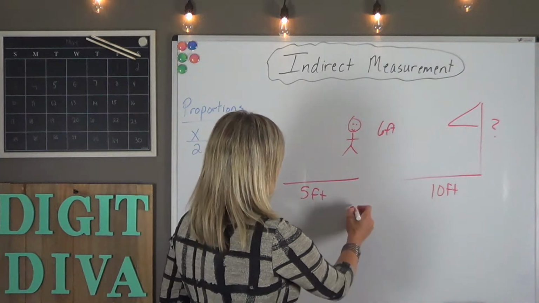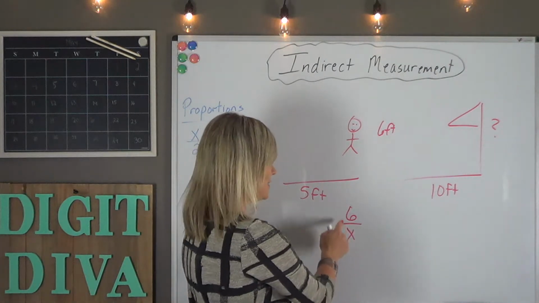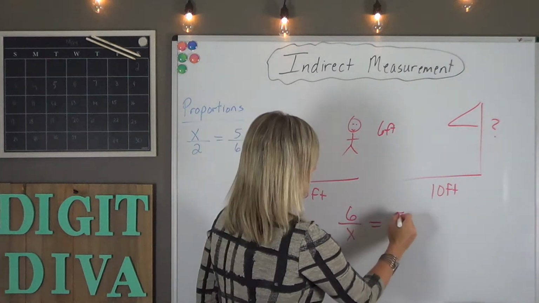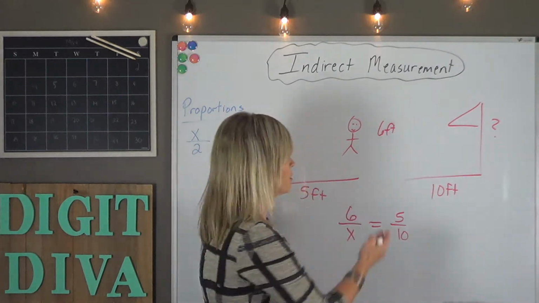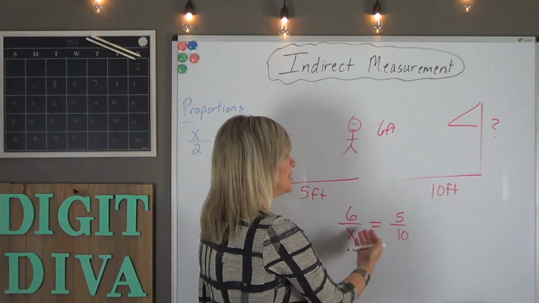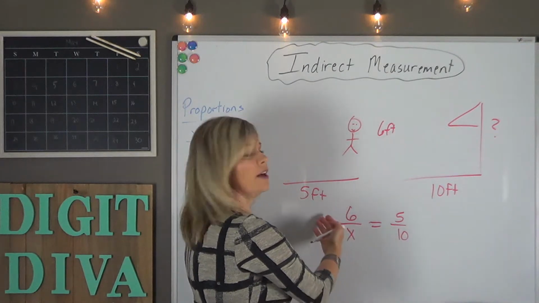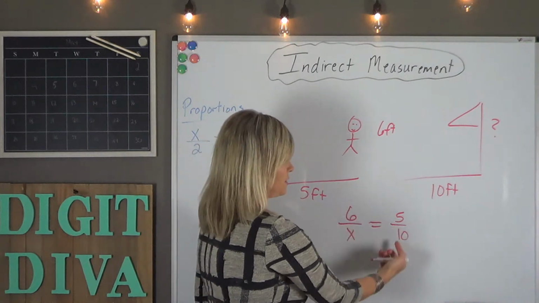So we're going to have 6 is to x. So height is to height as shadow is to shadow. Since my numerator started off with the height of the gentleman, the next fraction has to start off with the shadow of the gentleman. So height is to height as shadow is to shadow.